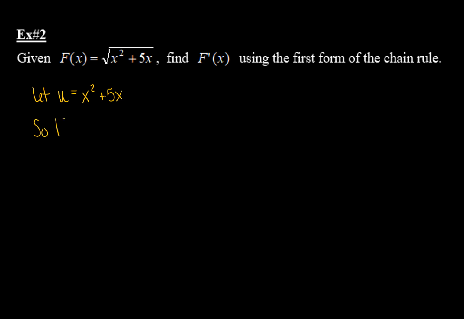So instead of f of x, I'm going to have f of u. And instead of having the square root of x squared plus 5x, I'm going to have the square root of u, which I can rewrite as u to the 1/2.